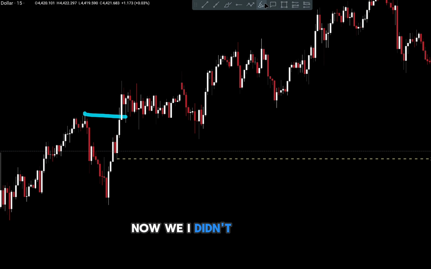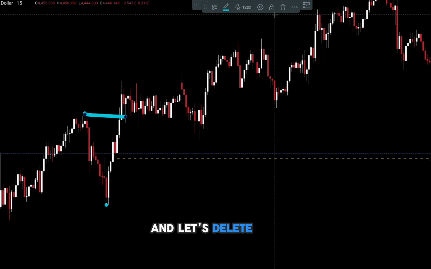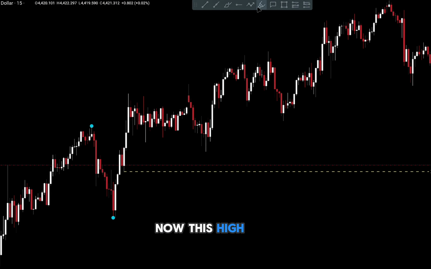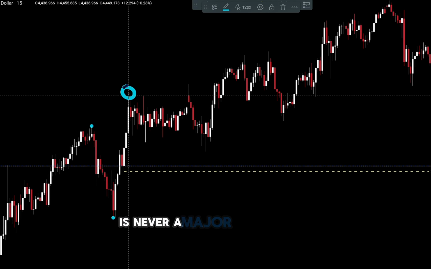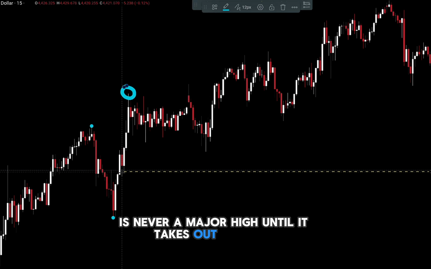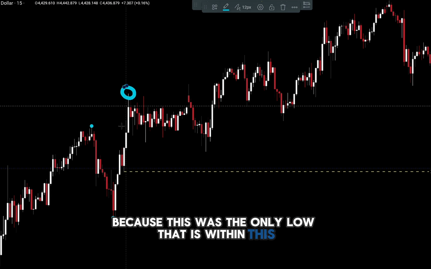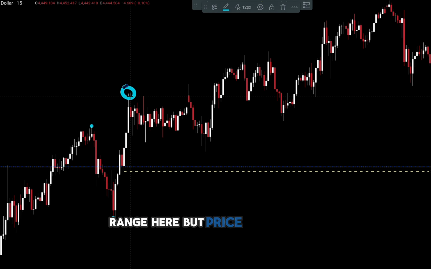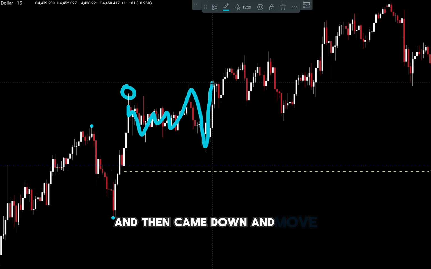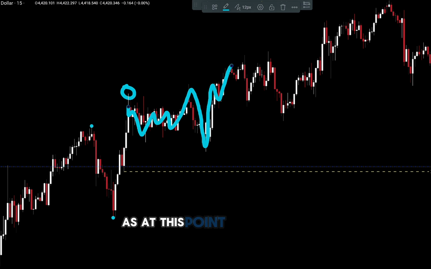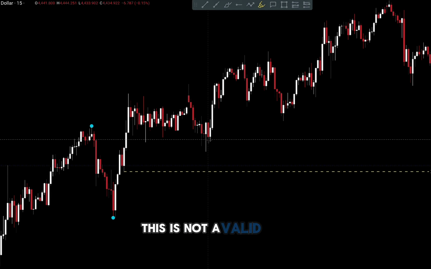Now I didn't mark here. We mark here too as our major low, and let's delete this. Now this high here that the market created is never a major high until it takes out this low, because this was the only low within this range. But price couldn't do that. It just consolidated, went up, and then came down and moved all the way up again. At this point, this is not a valid high. This is not a valid low.